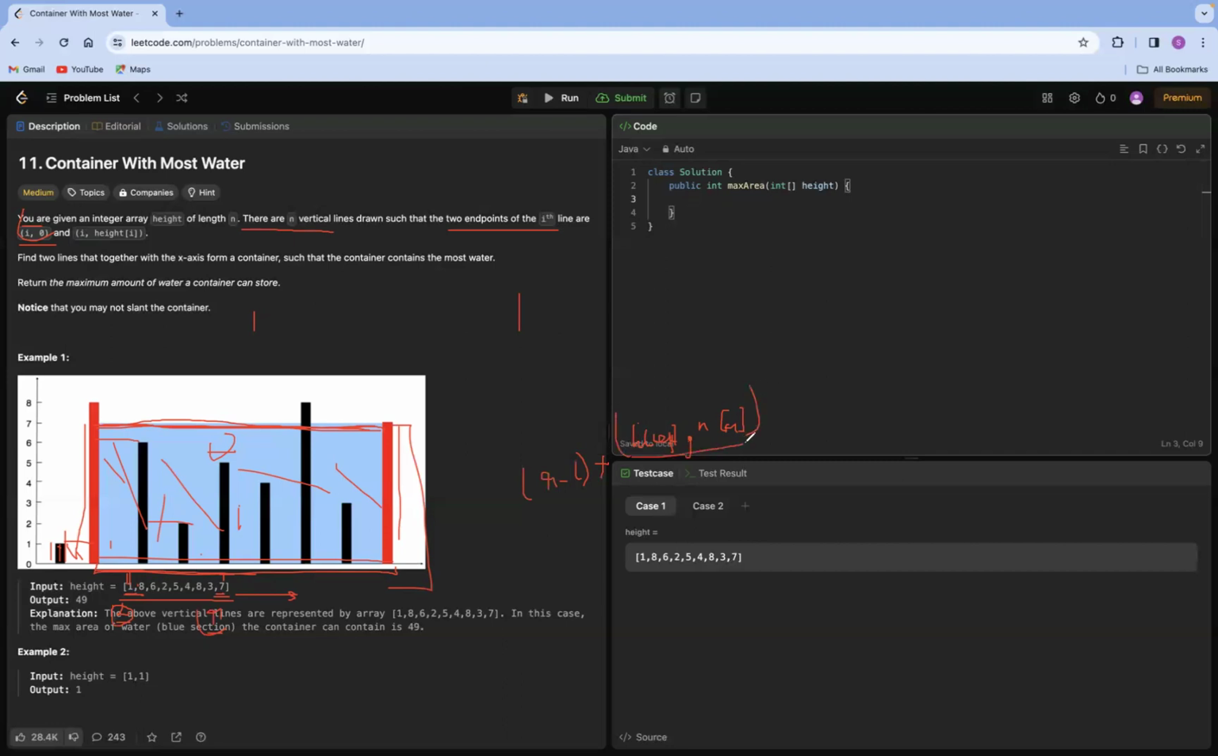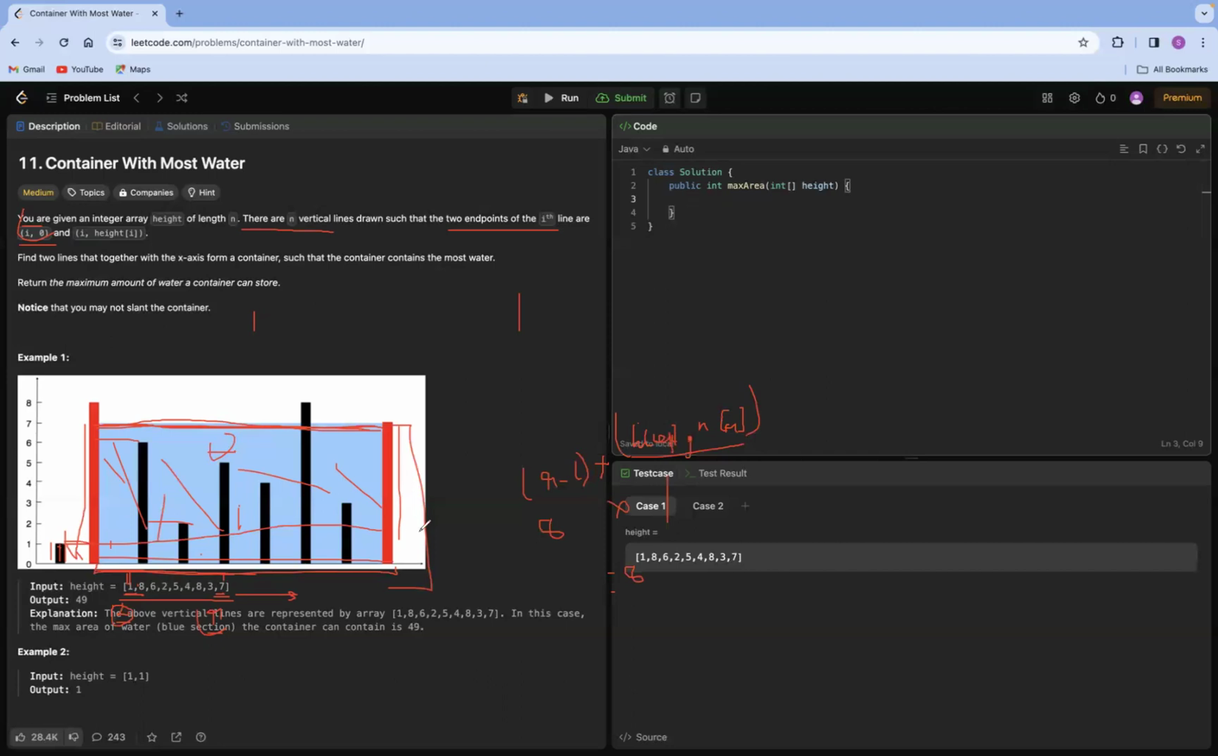From this left and right, we will take the minimum, whichever is the minimum. So in the very first example, 1 is the minimum. So we will take 1, and right minus left comes as 8 over here. So 8 into 1 will be 8. So in the very first time, we will get the area as 8. Likewise, we will repeat the iteration till left is less than right. So that is what our algorithm will look like.